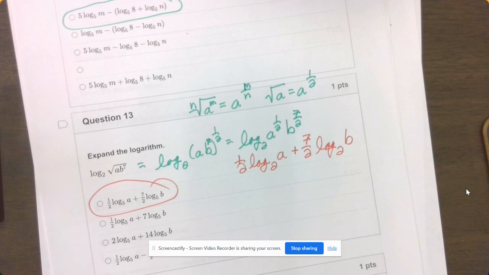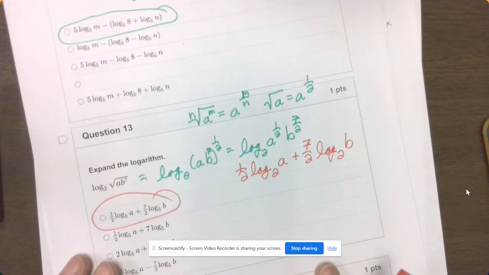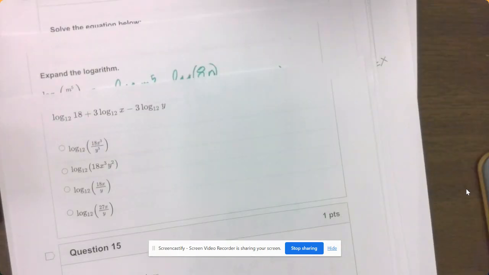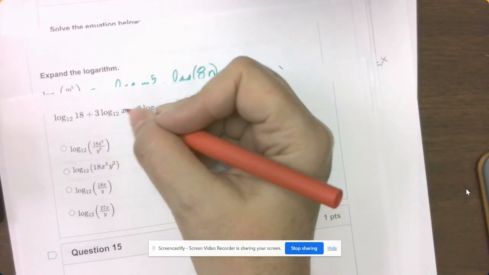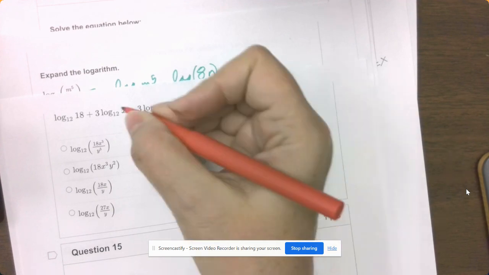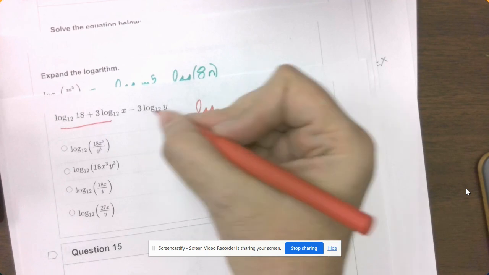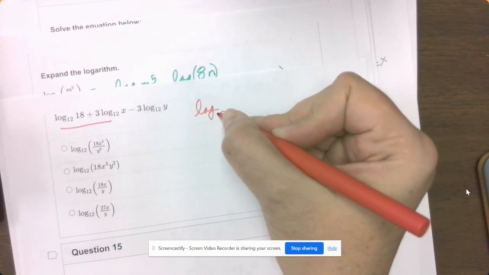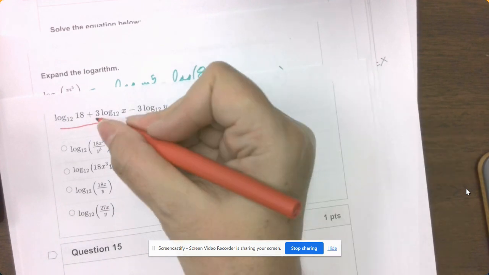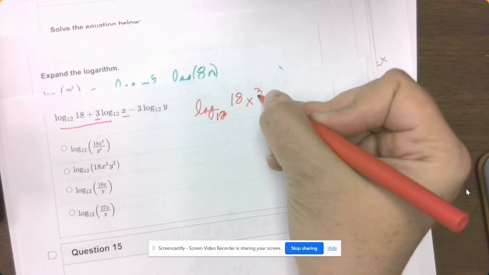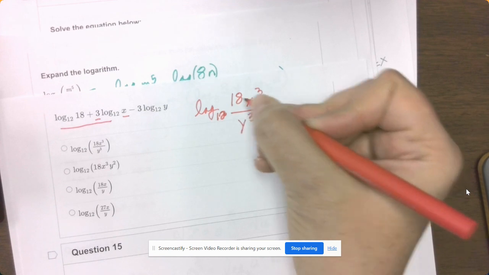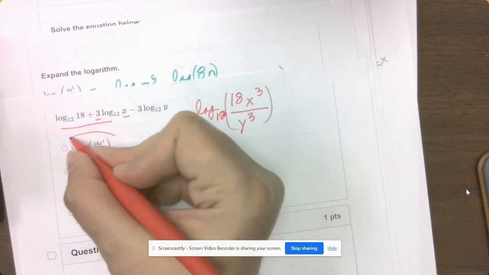Okay, so we've been working on expanding them, so now we're going to condense them. We're going to use our properties with these, everybody. I look at this one and go, okay, this is plus right here, so we're going to have log, and this part's going to be plus base 12, 18, x cubed, so I'm going to put the cube part here, divided by y cubed.